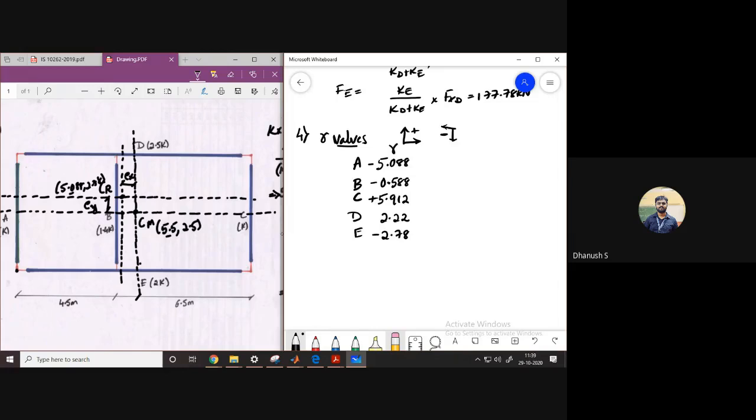Everyone get the same values? Yes, sir. Okay. What is the next step after this?